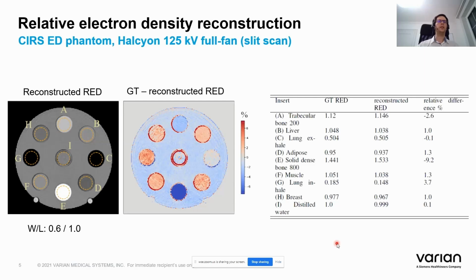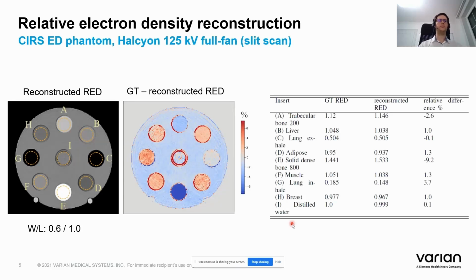To limit the influence of the scatter on the reconstruction, we collimated the kV blades in the longitudinal direction to match the phantom insert heights. In the left image, you see a directly reconstructed relative electron density. The right image shows the relative difference between the ground truth and the reconstruction calculated with respect to water. We also calculated the mean relative electron density within each of the inserts in the phantom and compared it with the ground truth values as shown in the table on the right.